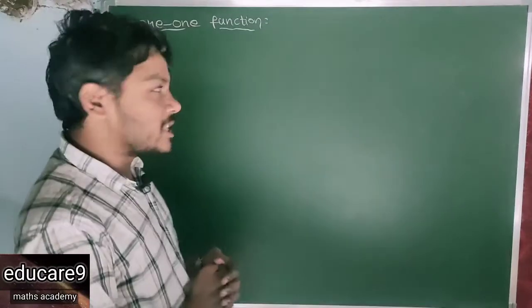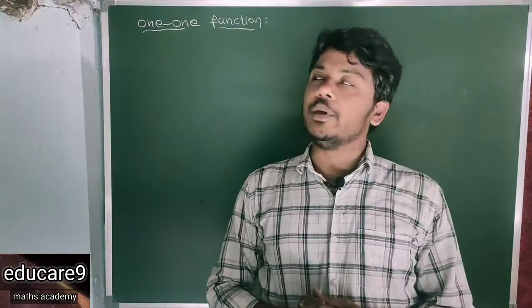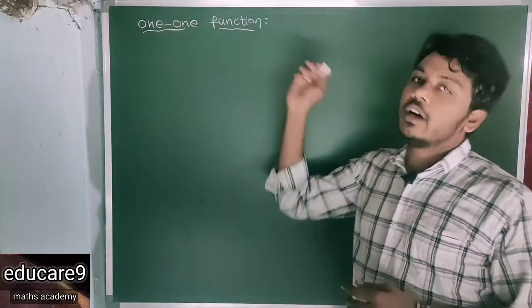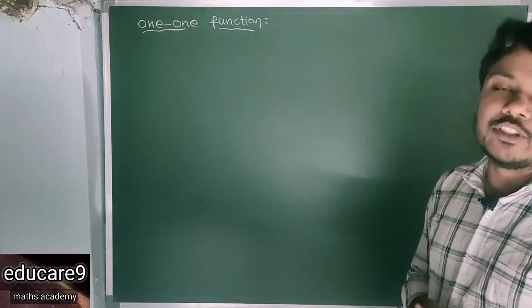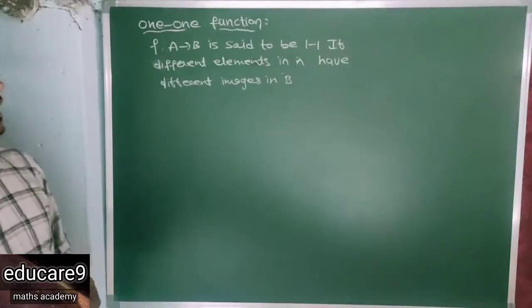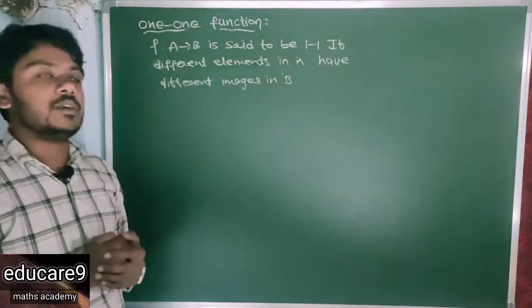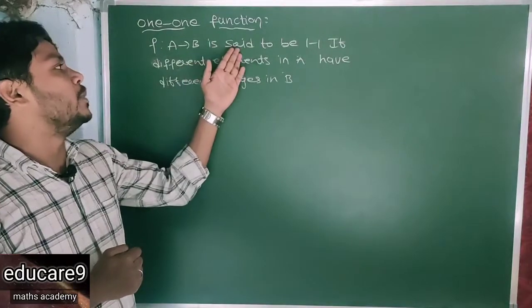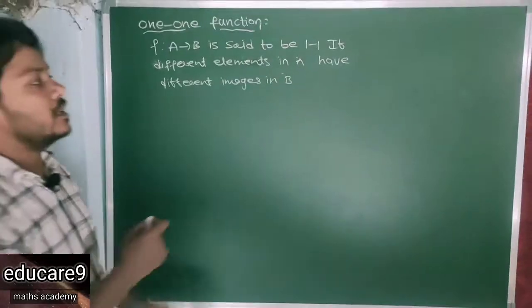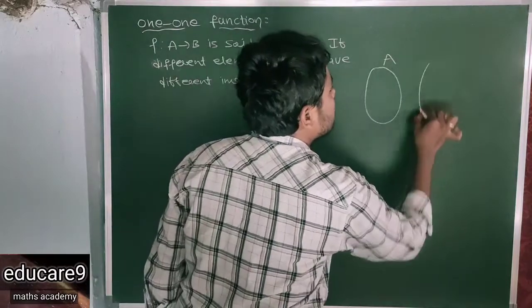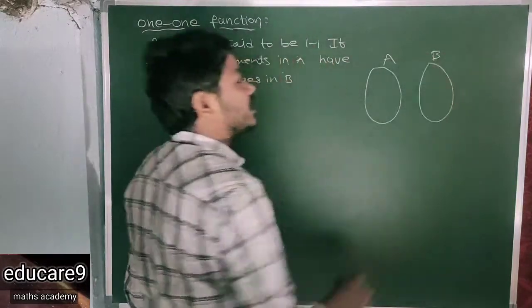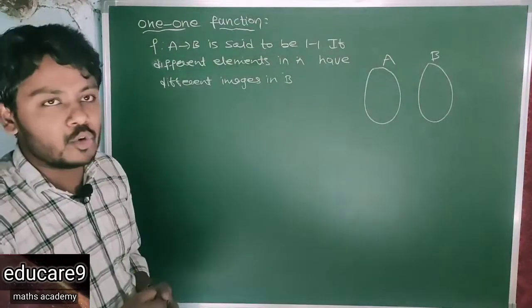So here 1-1 function means f from A to B is said to be 1-1 if different elements in A have different images in B. See here, A and B are two non-empty sets, so there exists a relation between the two sets, that is f.